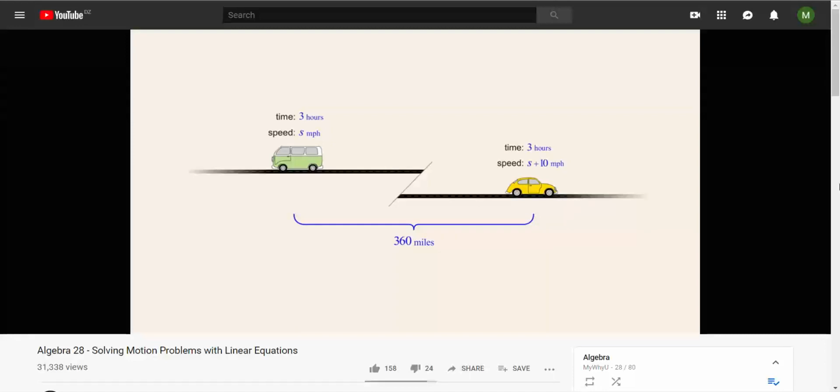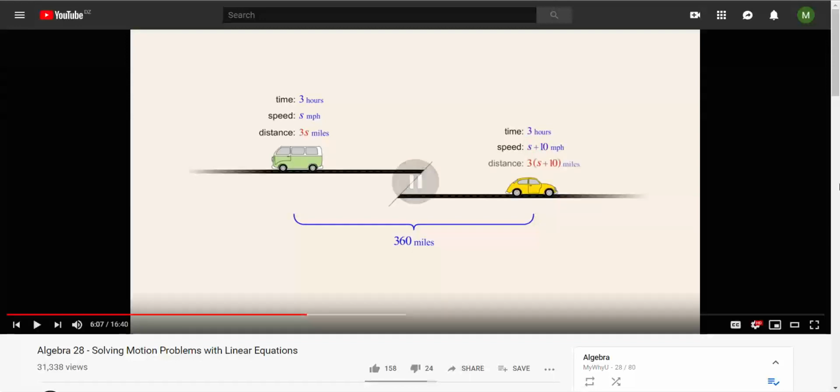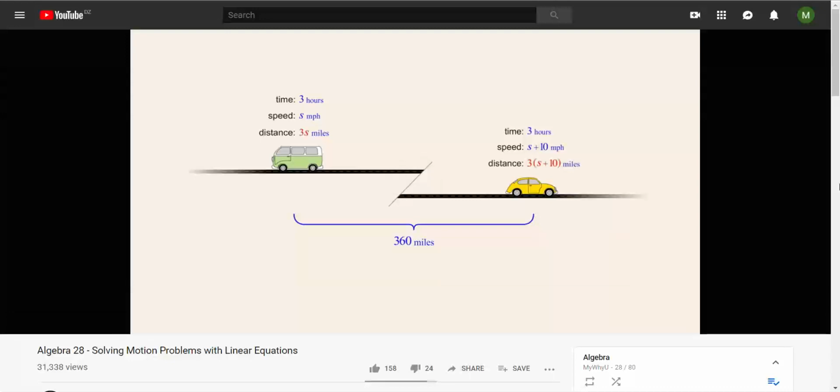Knowing that speed times time equals distance, we can now write the distance traveled for each vehicle. In 3 hours, the bus has traveled 3s miles. And the car has traveled 3 times s plus 10 miles. The sum of these distances must equal the distance between the two vehicles, or 360 miles.